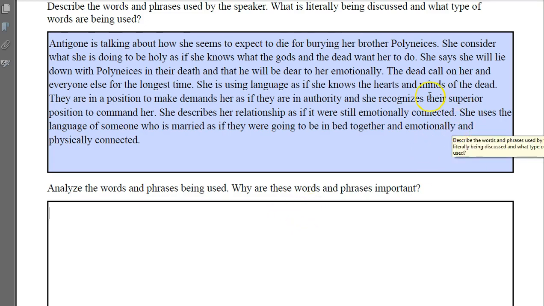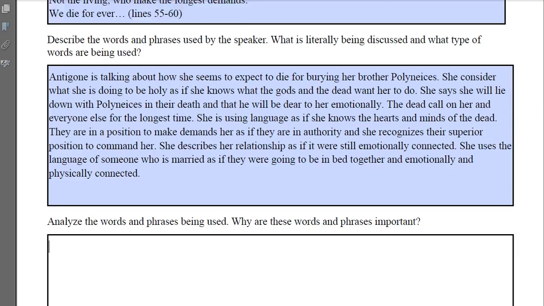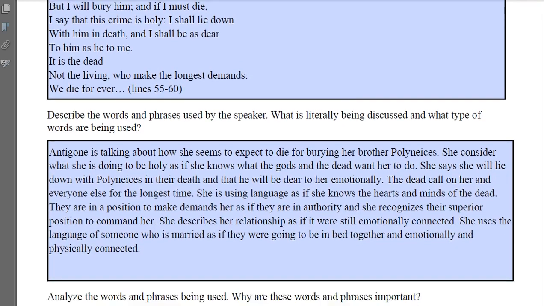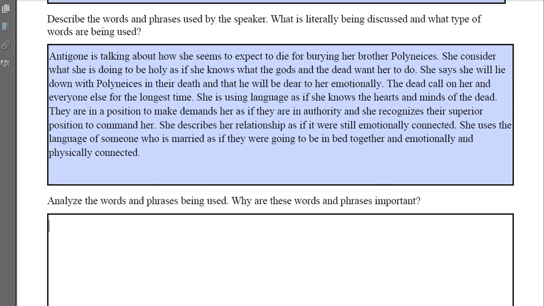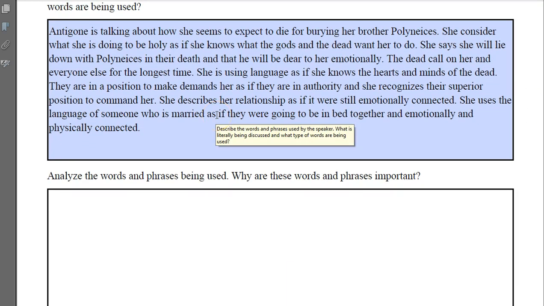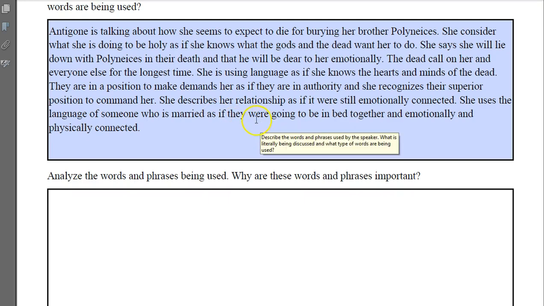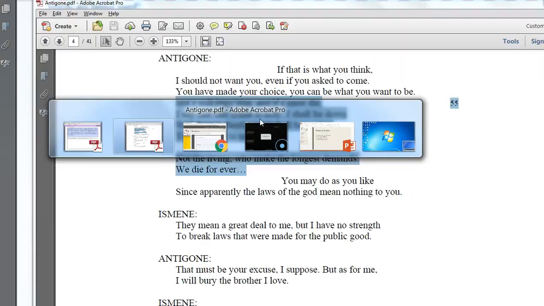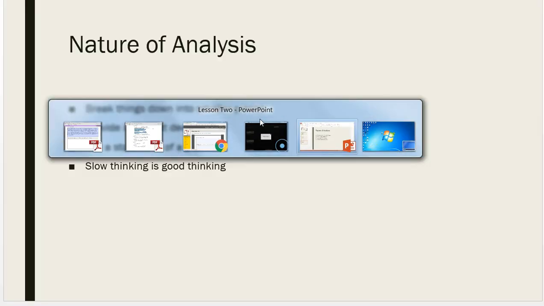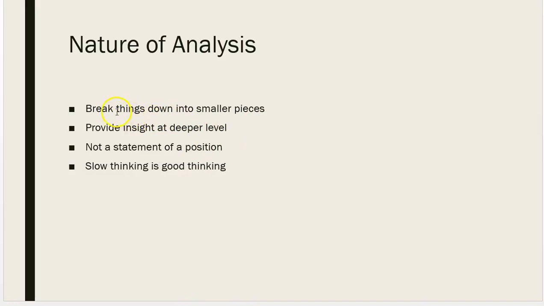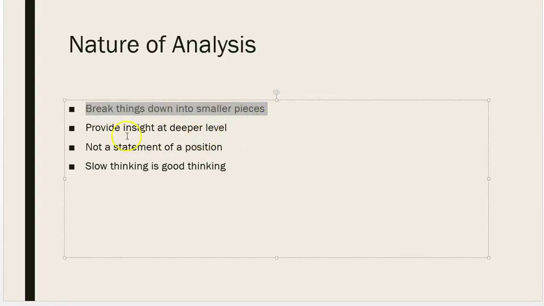But notice all this weird, creepy stuff came out of the fact that I slowed it down and just started describing it. I could go into how Polynices is dead and how she's trying to keep these emotional states alive, even though his physical body is gone. Okay, and let me take you back to this. Breaking things down into smaller pieces allows you to give that insight.